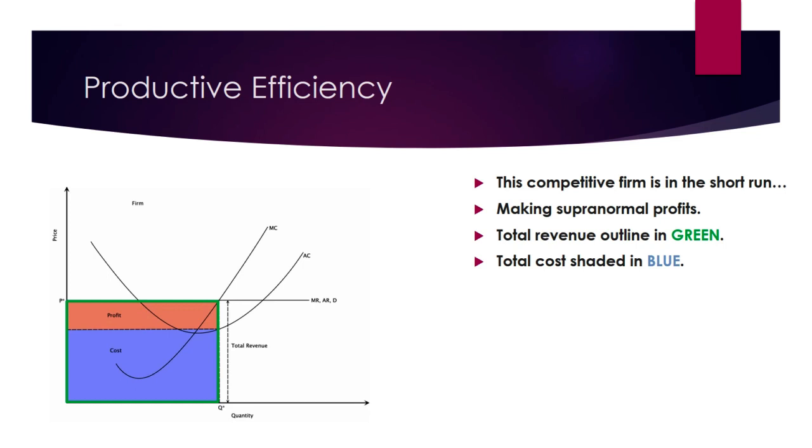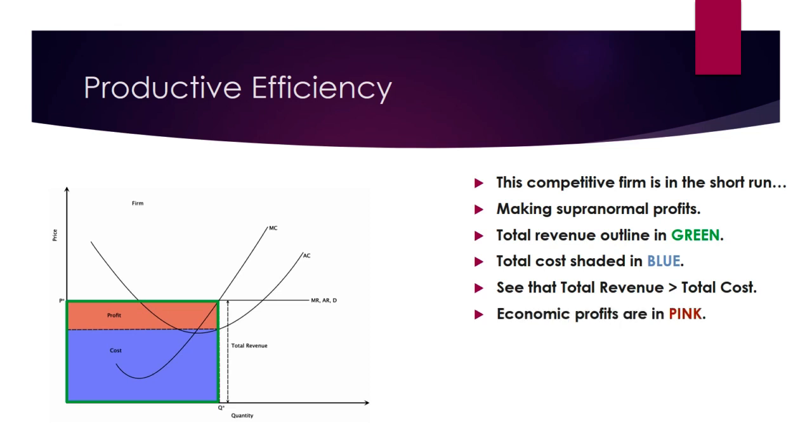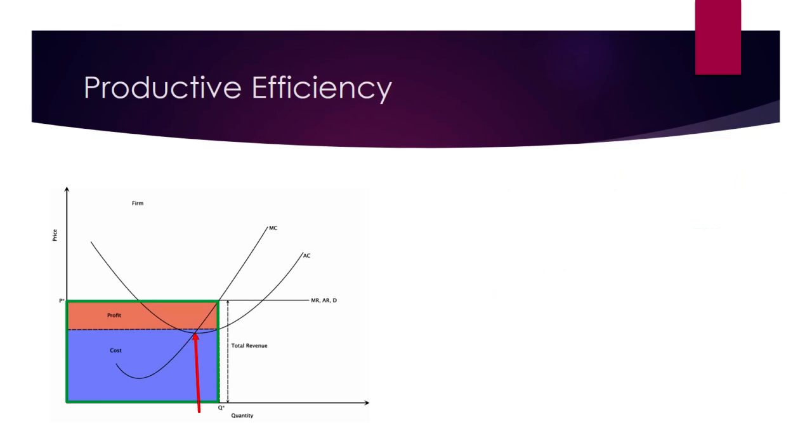We went up to the average total cost curve. Here it's just called average cost, but it's really average total cost. They went up to the average total cost curve and over. That leaves us with a situation where total revenue, our green box, is greater than our total cost, which comes from the blue box. So hopefully that makes it clear to you that we're making economic profits. And we're making economic profits here equal to the pink area. So that tells me economic profits are greater than zero, which means supernormal profits. And again, we can only do this in the short run.